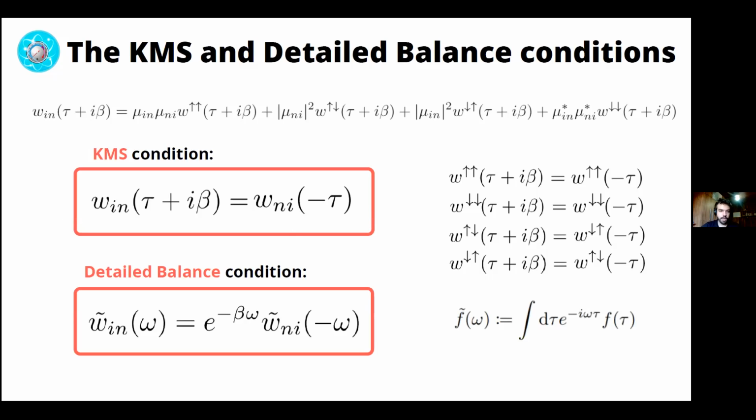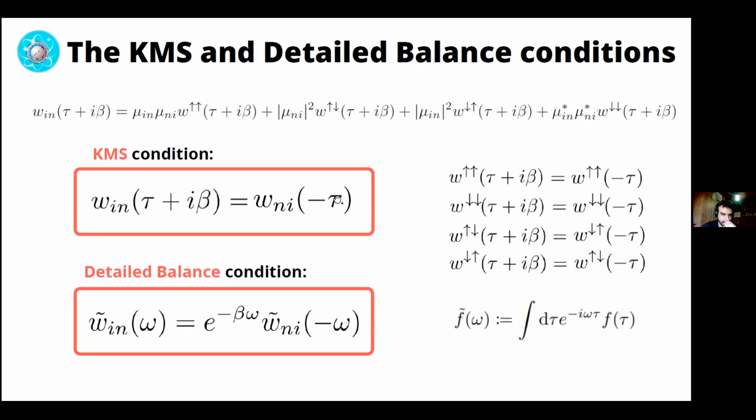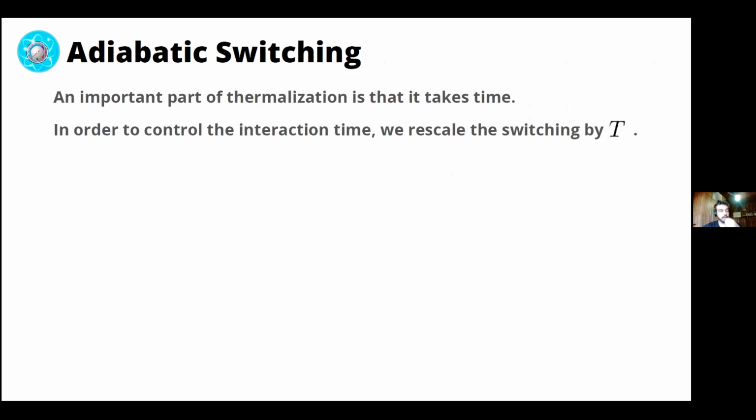And also, of course, we have the detailed balance condition, which is just the Fourier transform of this with respect to the detector's proper time here, right? So we get these two conditions for the WIN function. Thus, we're going to be able to apply this to our transition probability, and talk about the EDR ratio and see up to which extent we can recover the transition probability. But before that, it's important to say that thermalization takes time, right?